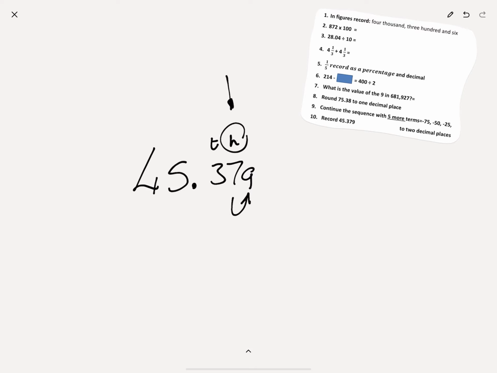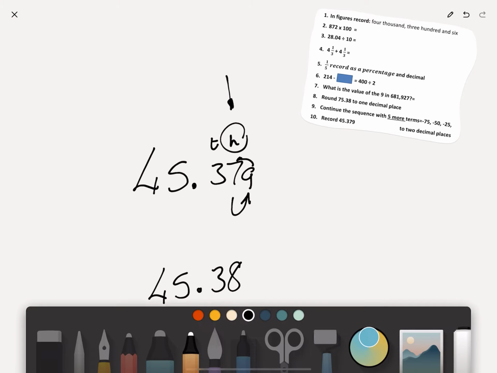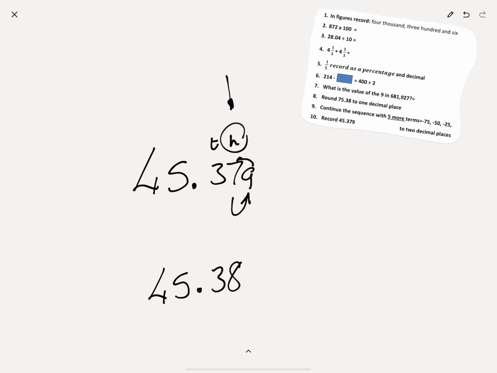So you look one place value column to the right. It's a 9, so it gets rounded up because 7 hundredths and 9 thousandths is closer to 8 hundredths than it is to 7 hundredths. Okay, so because this is 9, this 7 hundredths gets rounded up to 8. So you've got 45.38 done. I hope that made some sense to you, because I think I lost what I meant halfway through there.